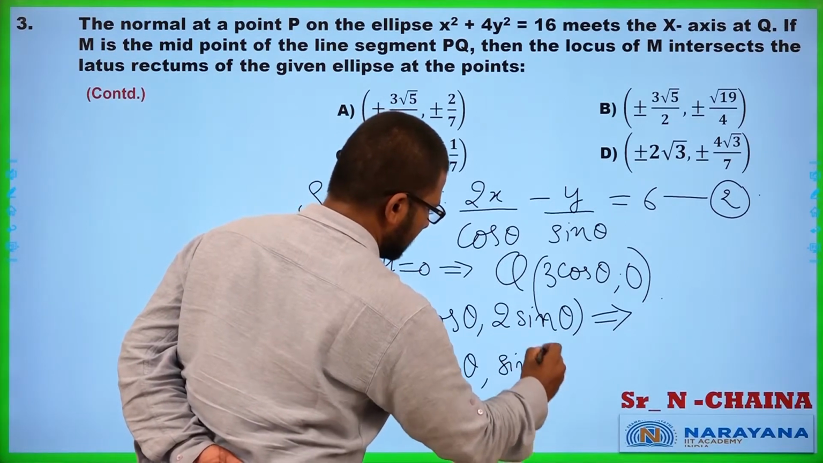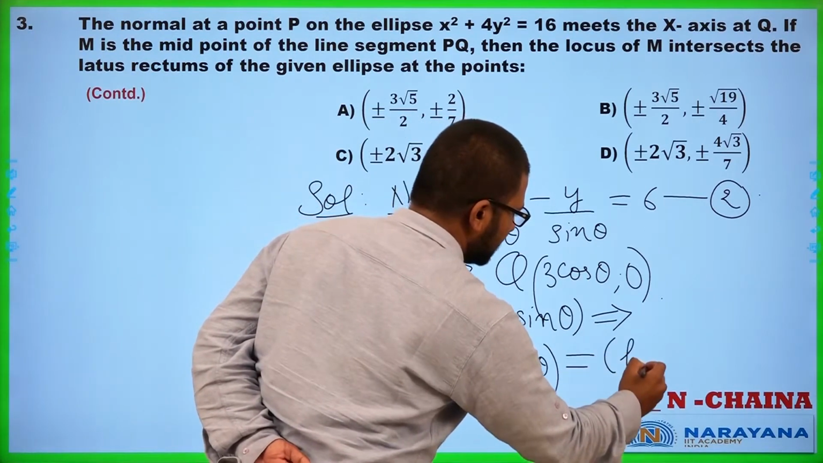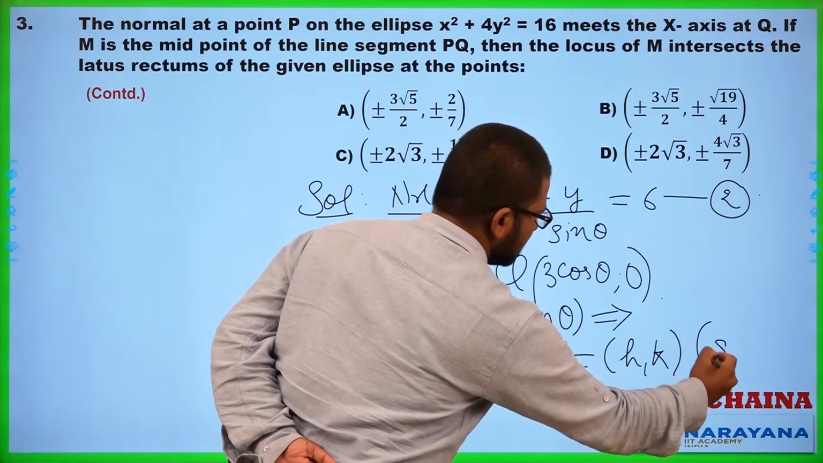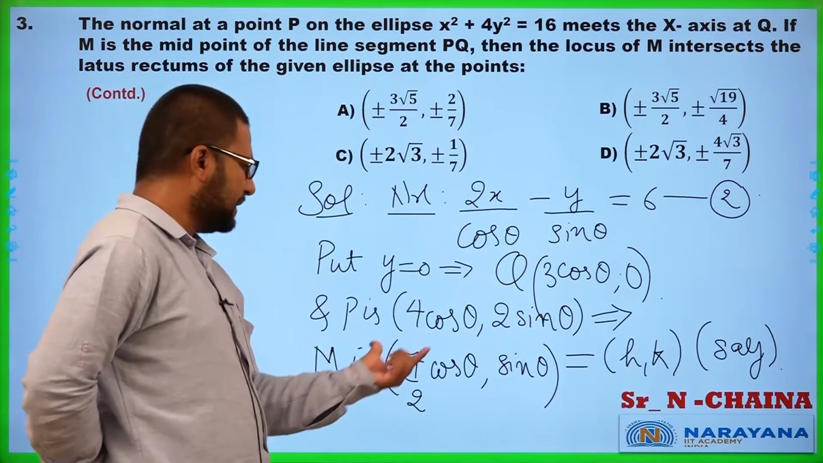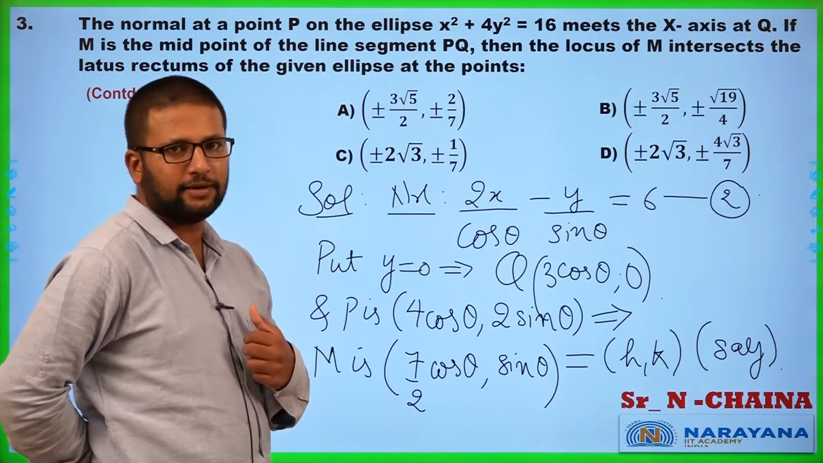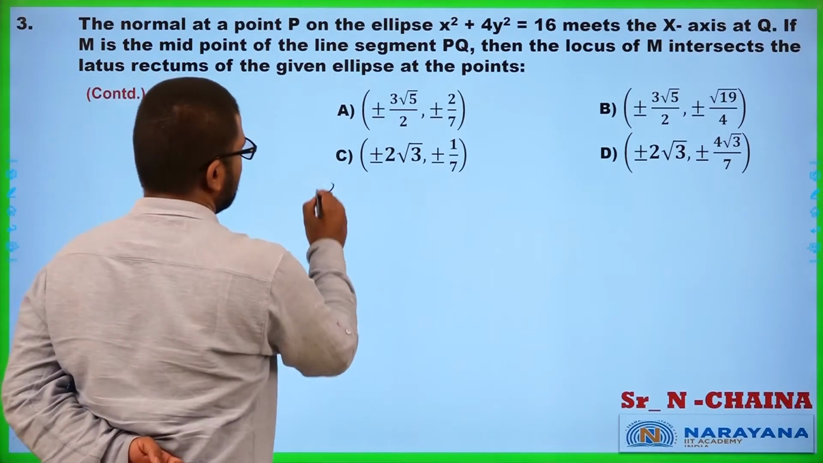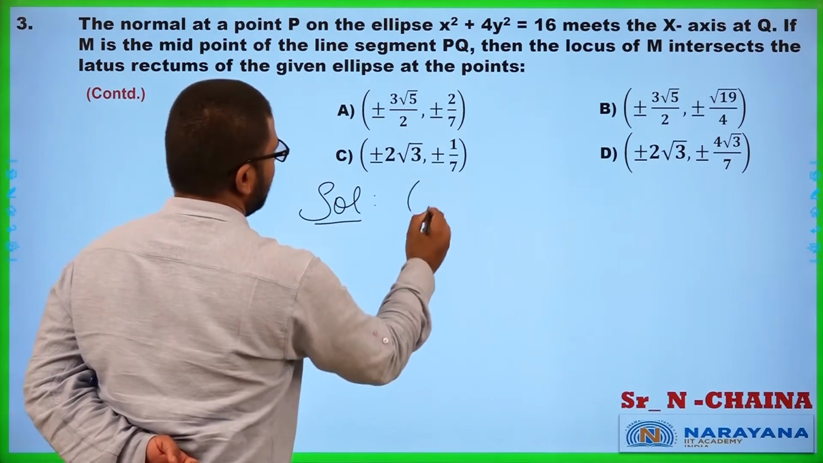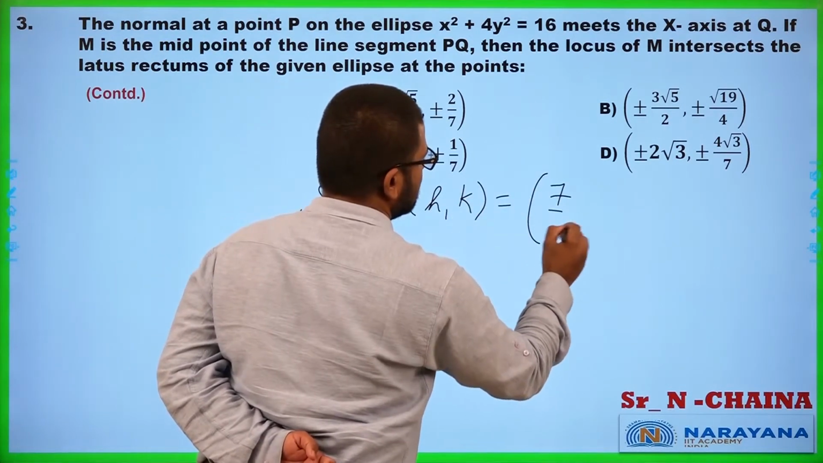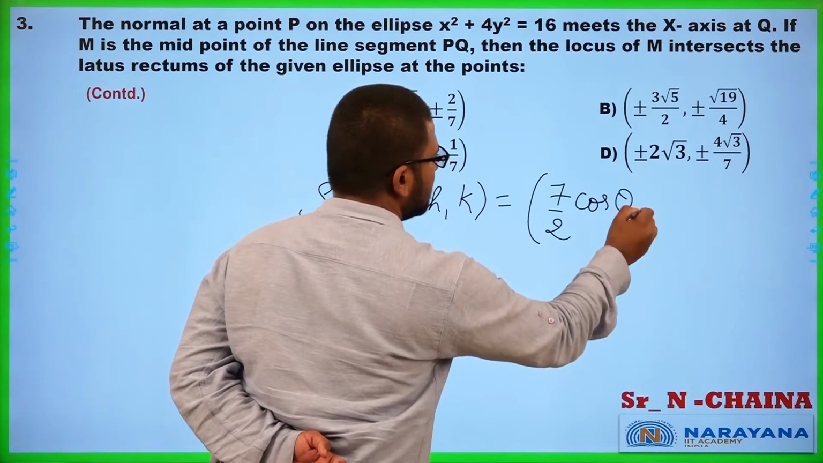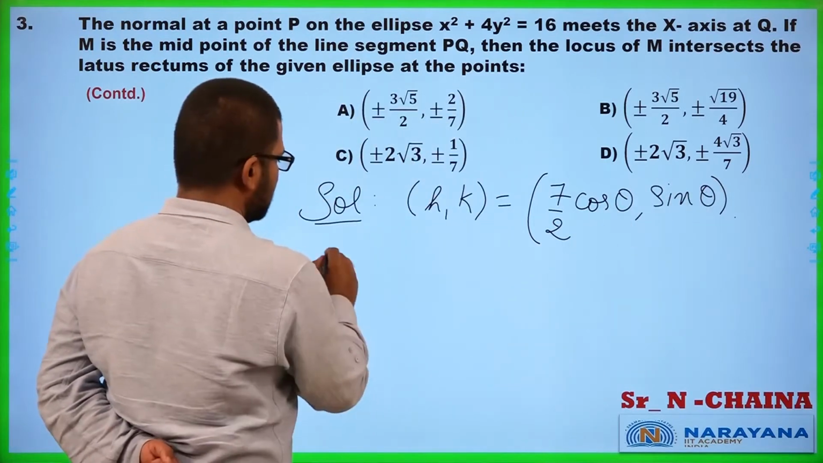Correct? Now because we need to find locus of M, let us call it some point h comma k. Alright, this is, we are assuming this. Alright, so h comma k is 7 by 2 cos theta comma sin theta. Alright, let us proceed. So we have h comma k equal to 7 by 2 cos theta comma sin theta, right?